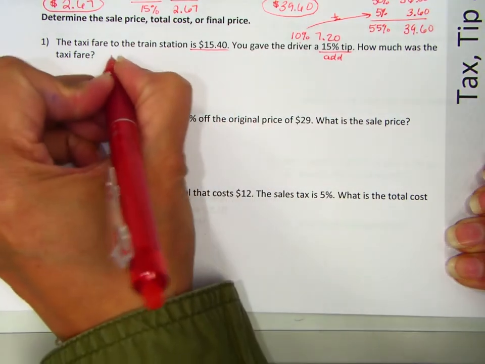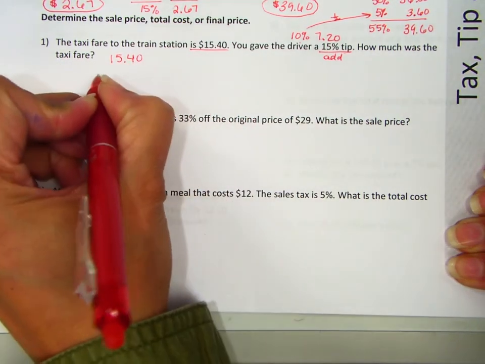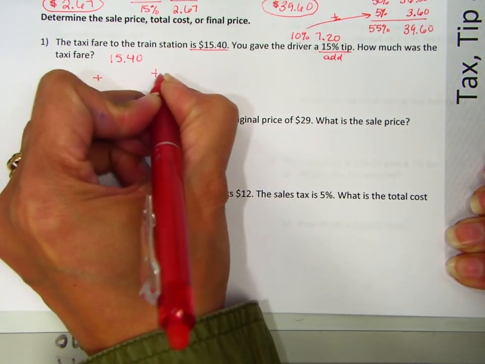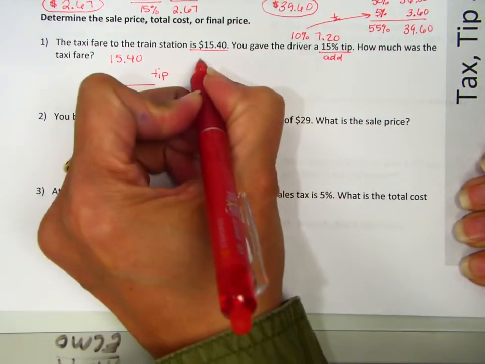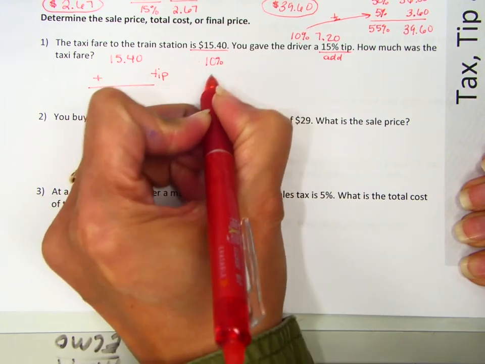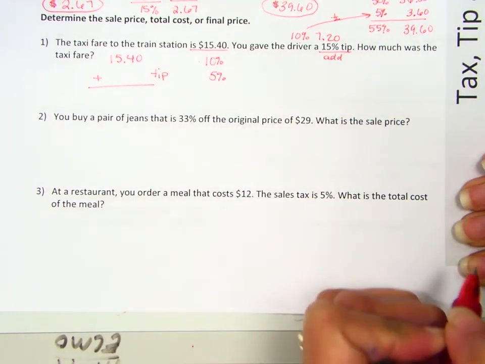I'm going to go ahead and start my problem. $15.40 plus, I need a tip. Let's figure out what that tip is. We have 15%. A good benchmark would be 10% and 5%.